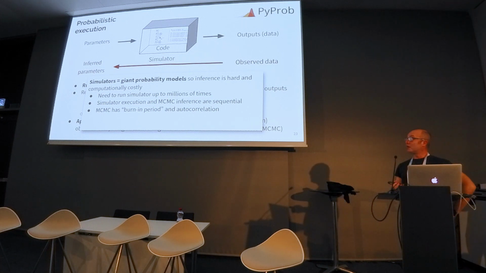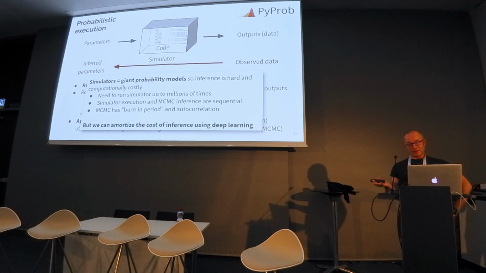Because we introduced this capability, we end up with giant probabilistic models. When you work with simulators, if the code base is large, you end up with a simulator with basically an endless number of latent variables. In practice, tens of thousands of latent variables. And we need to run this millions of times. The simulator execution and MCMC inference are sequential, and we have problems like burn-in and autocorrelation in MCMC. So there is some computational cost to doing this.